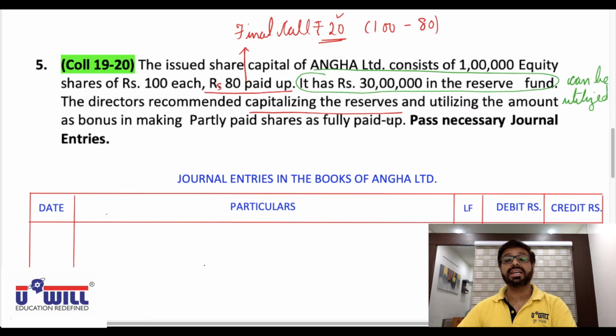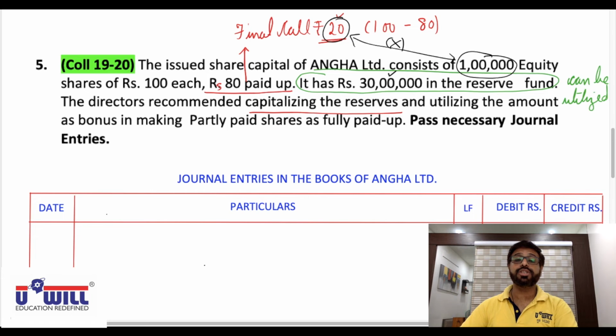So how much bonus is the company going to give? 1 lakh shares are there. 20 rupees is the final call. So 1 lakh into 20, the company is going to give a bonus of 20 lakhs. We have 30 lakhs in reserve fund. We can give a bonus of 20 lakhs from the same. I repeat, 1 lakh shares are there. 20 rupees of final call the company is going to give in bonus. So 1 lakh into 20, what is the amount of bonus the company is going to give? 20 lakhs. We have 30 lakhs in reserve fund, so 20 lakhs can be easily given from that.